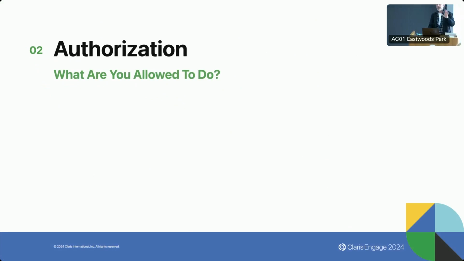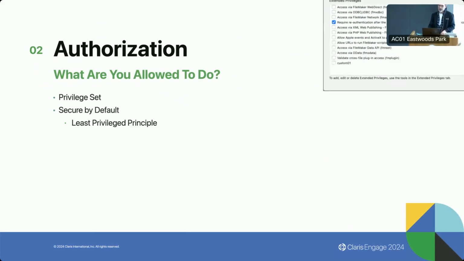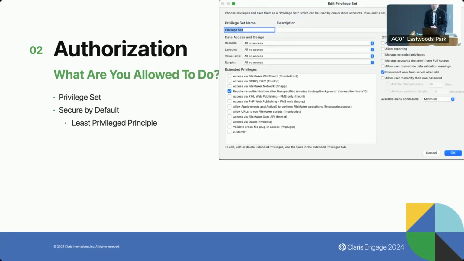We had authentication. The second bucket is authorization, and that really is the privilege set in FileMaker, right? That's all the things that you're allowed to do in FileMaker. And here's the good news. I mentioned that the FileMaker file isn't secure by default, but the privilege sets are. For the most part, I mean, for the 99% part, so that's good, right? So it is secure by default because it gives you the least amount of privileges by default. When you create a new privilege set, it's great. You basically, as a developer, have to explicitly enable the things that you want your users to be able to do.